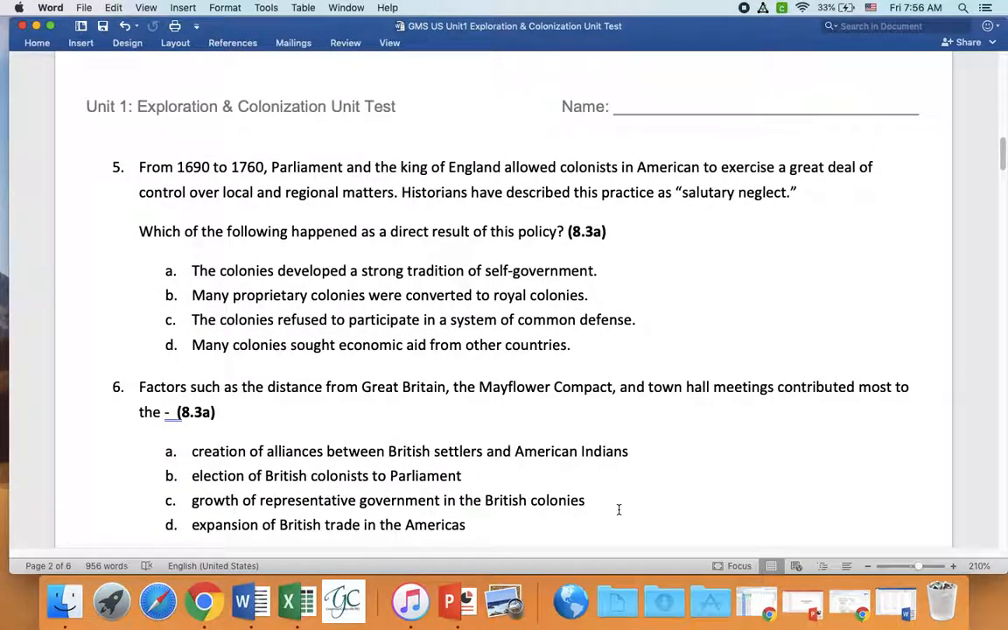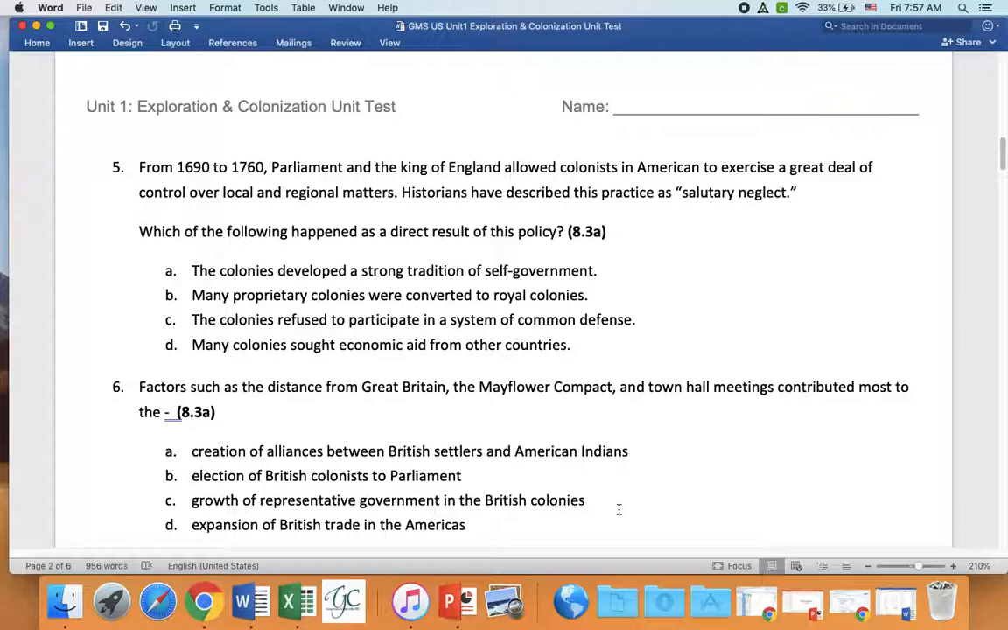Number 5. From 1690 to 1760, Parliament and the King of England allowed colonists in America to exercise a great deal of control over local and regional matters. Historians have described this practice as salutary neglect. Which of the following happened as a direct result of this policy?